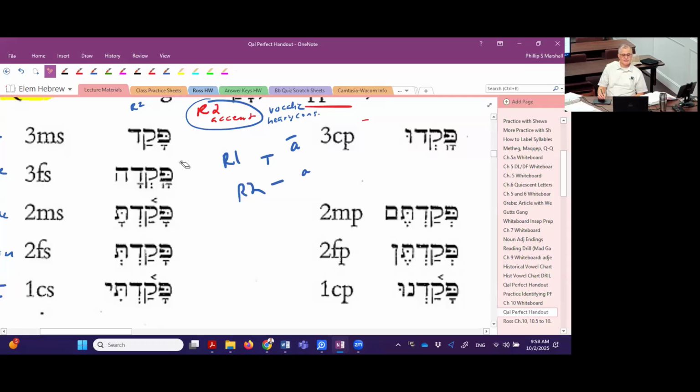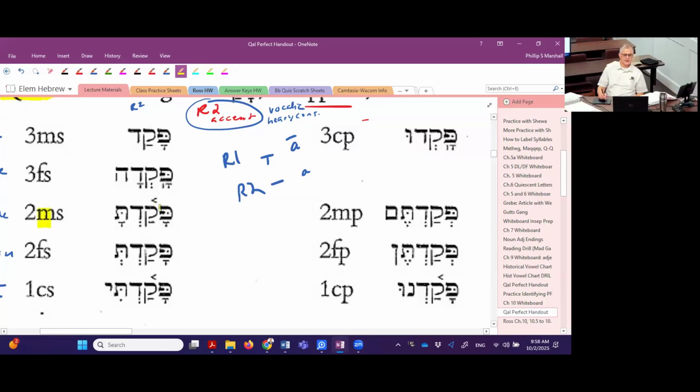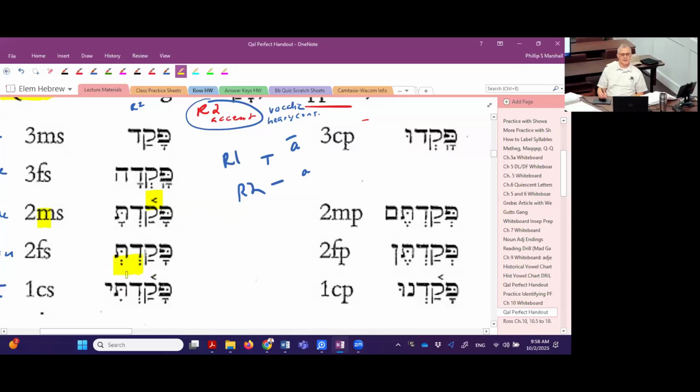Repeat after me. Pakad. So he visited or appointed. We'll just say visited here. Pakda. So she visited. Pakadta. You, man, right? Masculine singular. Notice the accent here. You visited. Pakadta. A second feminine singular. You, woman. Everybody. Pakadt. Remember, we have two silent shvas here. So there's really a consonant cluster at the end. The dalet and tav are a cluster of consonants there. And then I appointed or visited, everybody. Pakadti.